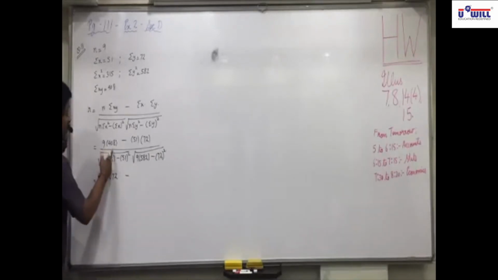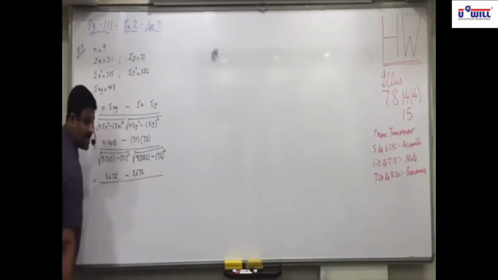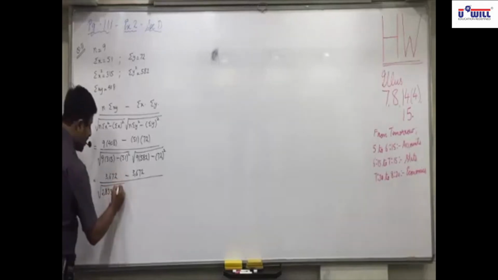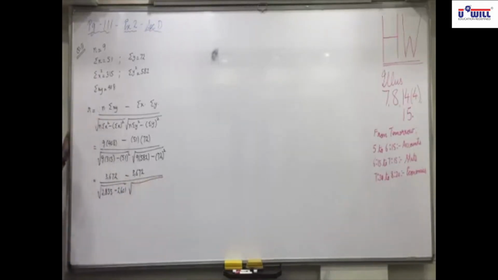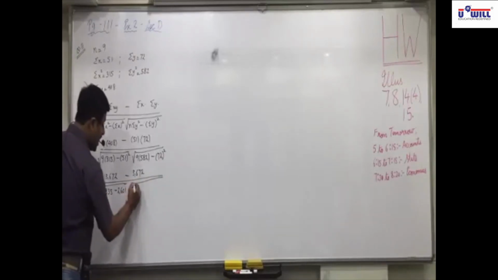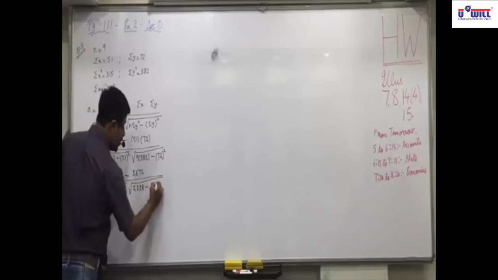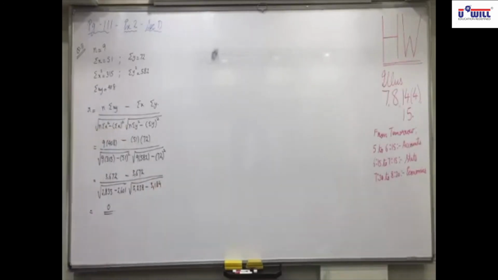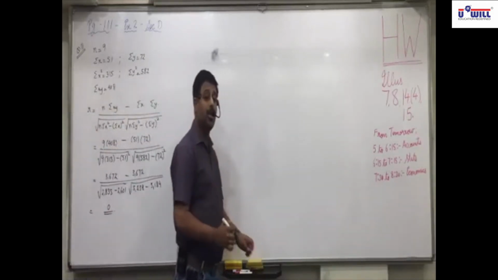Further, 9 into 408 is 3672. 51 into 72 is also 3672. Upon 9 into 315 is 2835, minus 51 square 2601, into square root of 9 into 582 is 5238, minus 72 square 5184. Now 0 is the answer. 3672 minus 3672 is 0, and 0 divided by anything is 0.